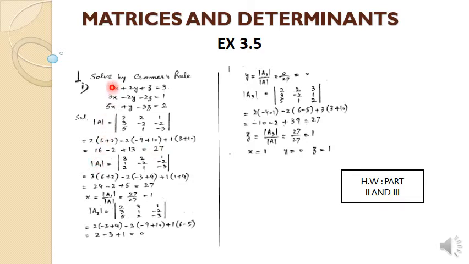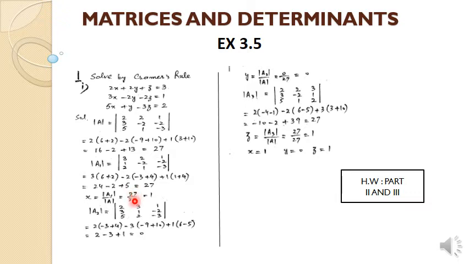Now we have to find the determinant of A1. A1 means you have to eliminate the first column and replace it by the last column. The entries of the last column are 3 1 2, so here we write 3 1 2 and the other two columns remain the same. Now we find the determinant of this matrix, and we get 27. The formula of x equals determinant of A1 divided by determinant of A.